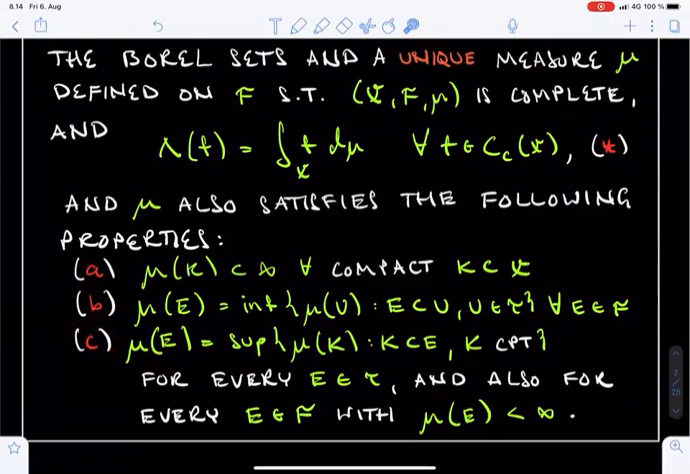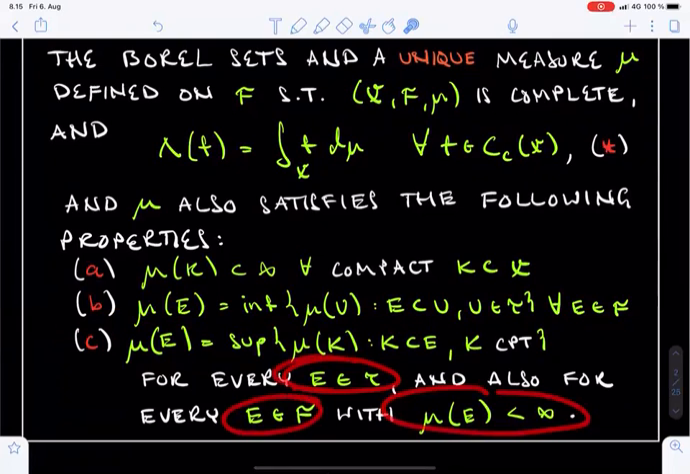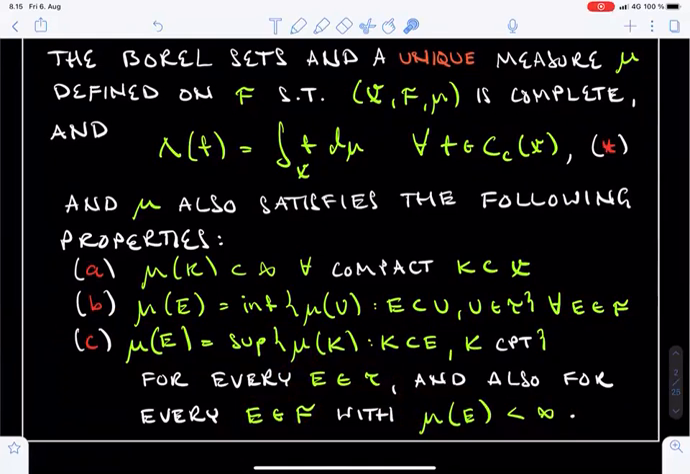Property C concerns a set E which may either be open or alternatively any set in the sigma algebra F whose mu measure is finite. Under one of these two hypotheses, the mu measure of E can be written as the supremum of the mu measures of compact sets K contained in E. Thus, the properties B and C tell us that the mu measure of a fairly arbitrary set E can be approximated from above and below by the mu measures of more regular sets. The approximation from above happens via open sets, and the approximation from below happens via compact sets.